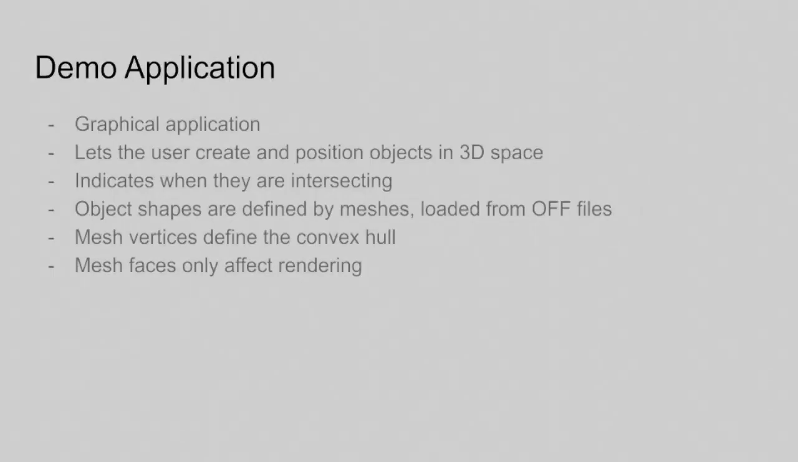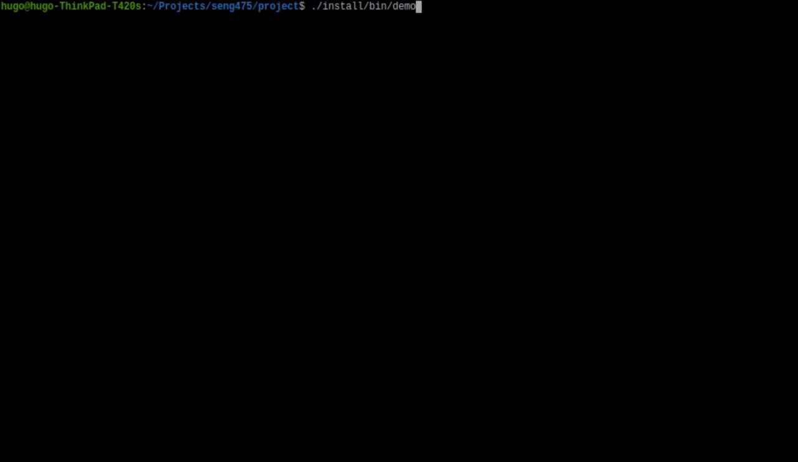The demo application demonstrates this library. It is a graphical 3D application which lets the user create and position objects in 3D space. The application indicates when objects are intersecting by changing their color. The shape of each object is defined by a mesh. Each mesh is loaded from an OFF file. The vertices of each mesh define its convex hull, and therefore how it intersects with other objects. The faces of each mesh are only used for rendering. Now I will demonstrate this application.